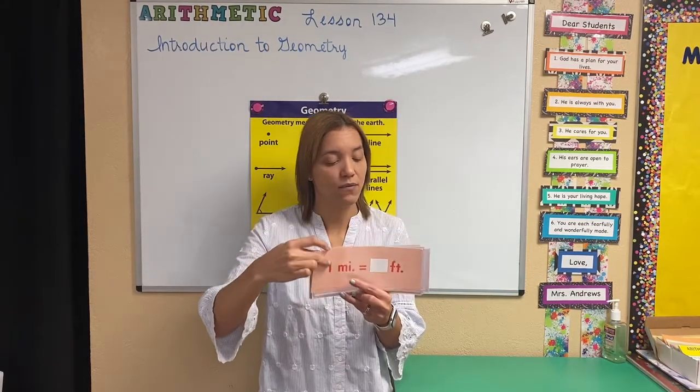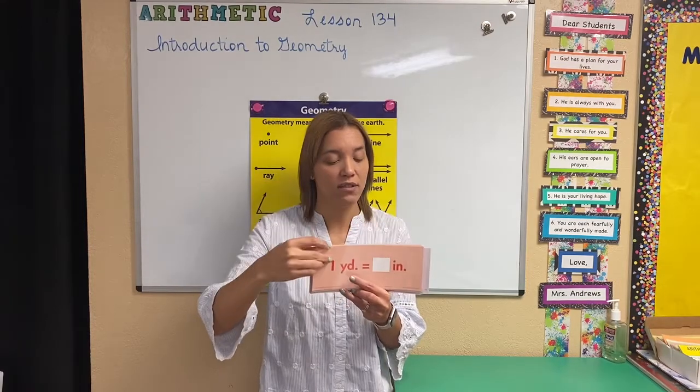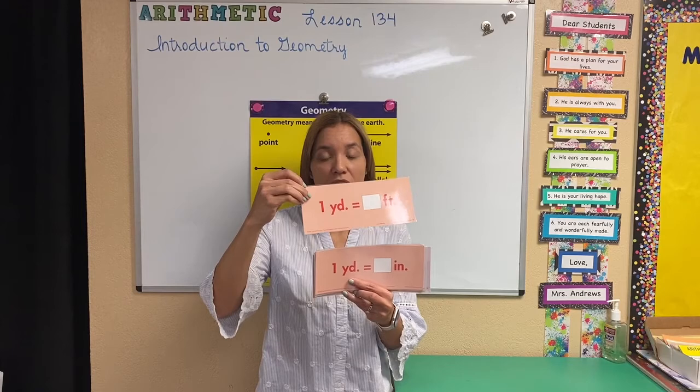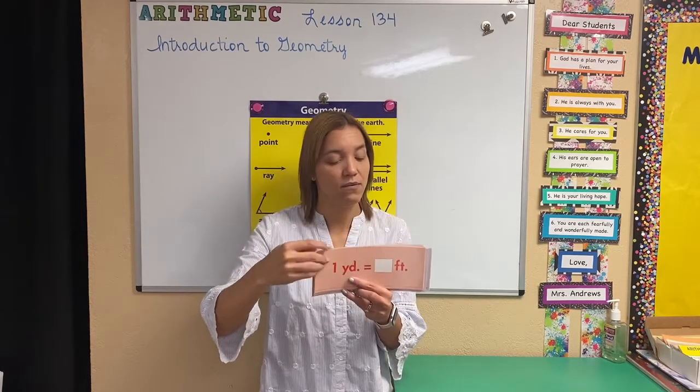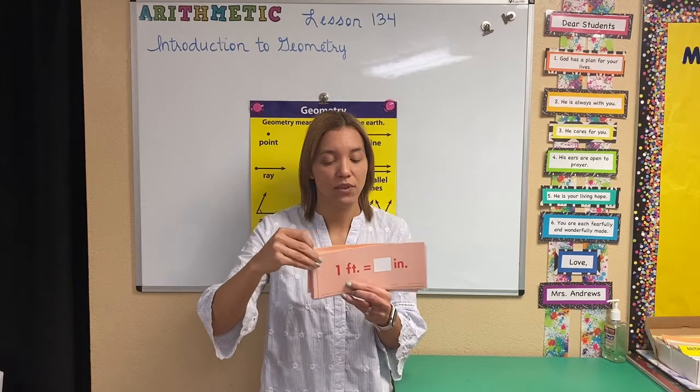5,280 feet. 1 yard equals 36 inches. 1 yard equals 3 feet. 1 foot equals 12 inches.